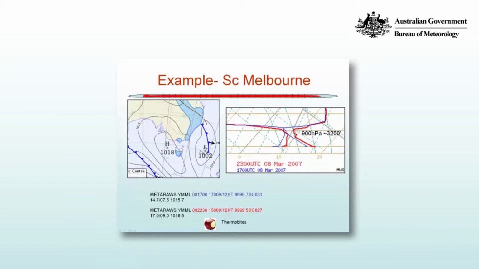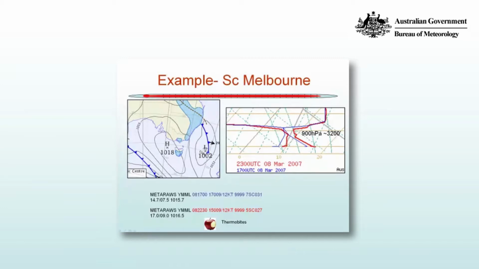The blue profile from 17 UTC corresponds to the 17 UTC METAR for Melbourne Airport. You can see there where, with a wind direction of 170 at 9 knots, there was 7 oktas of stratocumulus at 3,100 feet. And if we do our mixing game on the profile, you get a cloud base of about 3,200 feet, so they're really close.